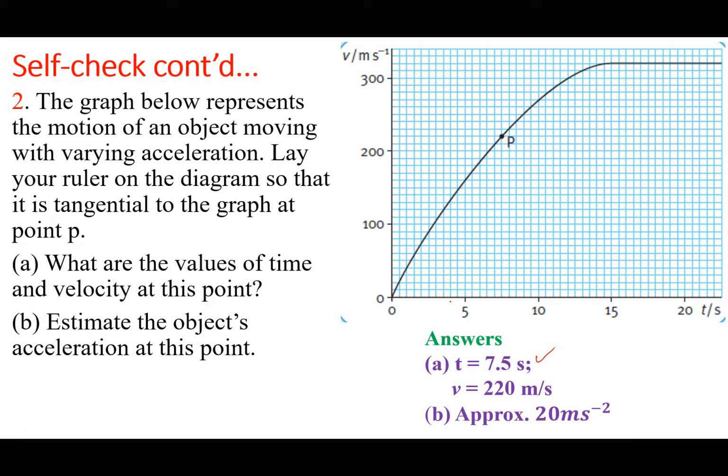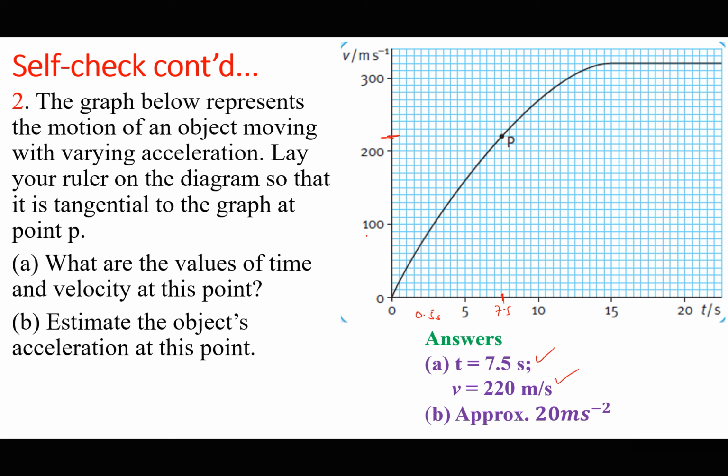Of course, you should have a scale. One box on the x-axis is representing 5 divided by 10, that is 0.5 seconds. So I think P should be 7.5. Estimate the values of time and velocity. So velocity, you just read here. I think 220 is correct.